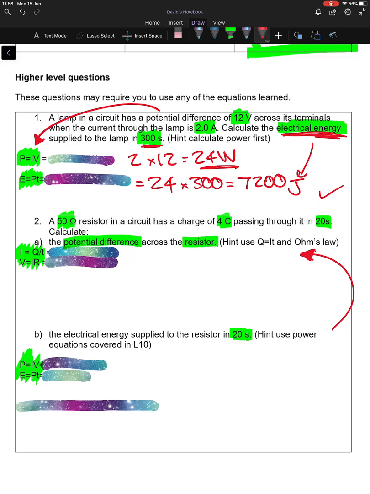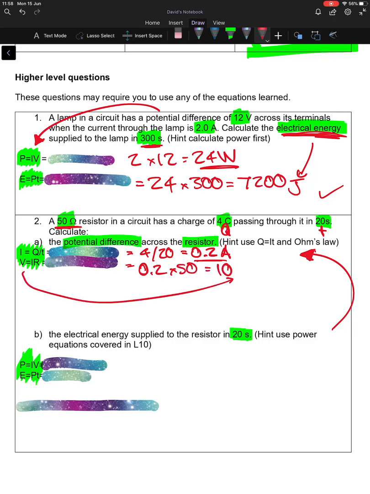Then a 50 ohm resistor in a circuit has a charge of 4 coulombs passing through in 20 seconds. What's the potential difference? So, current equals Q divided by T. So remember, this is our Q, and this is our T. 4 divided by 20, 0.2. And if it's current, it's amps. Now, V equals IR. So we've got a current. What's our resistance? 50. So we times them together. Equals 10. And because it's V, it needs to be volts.